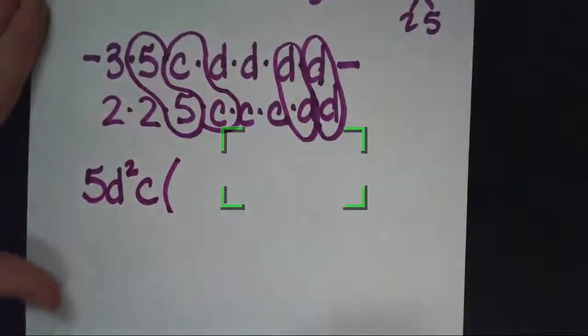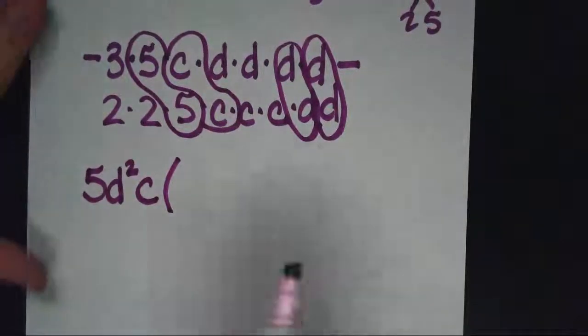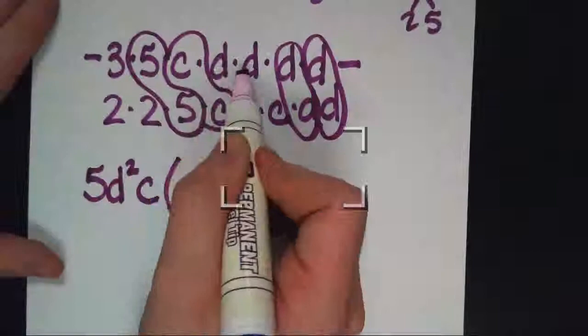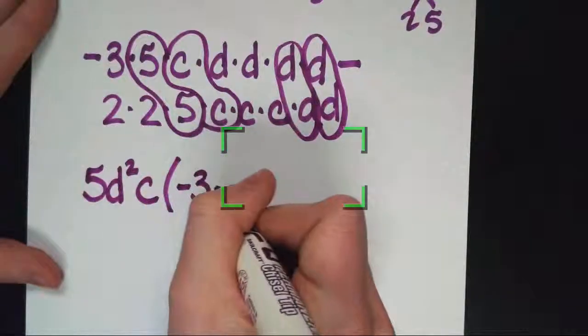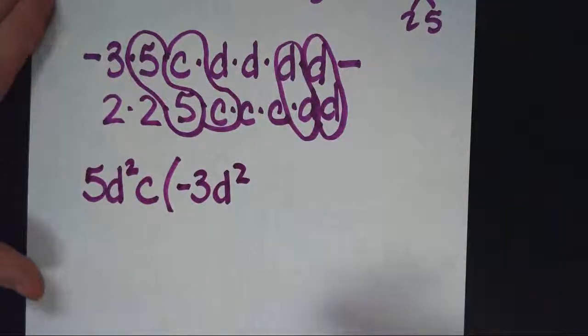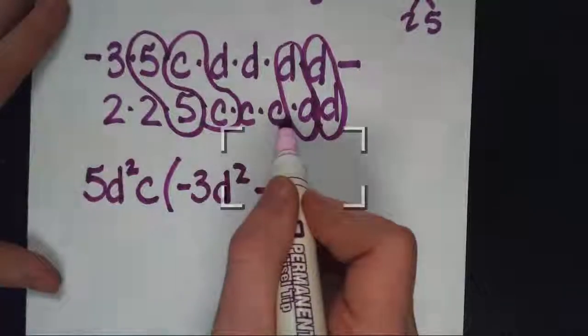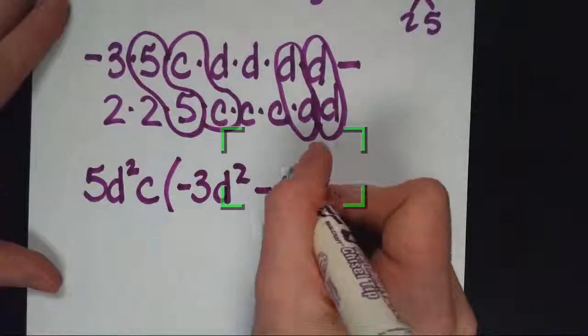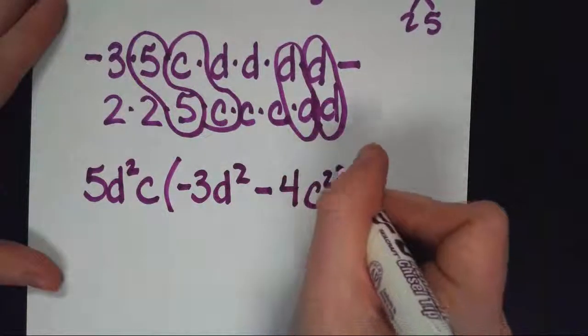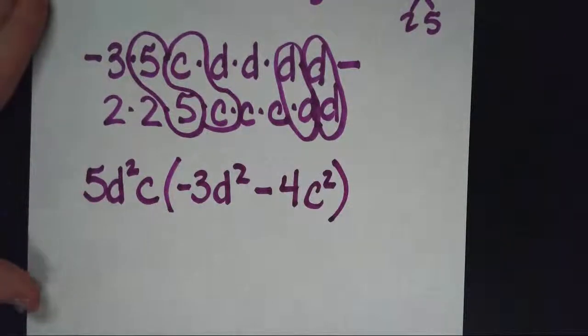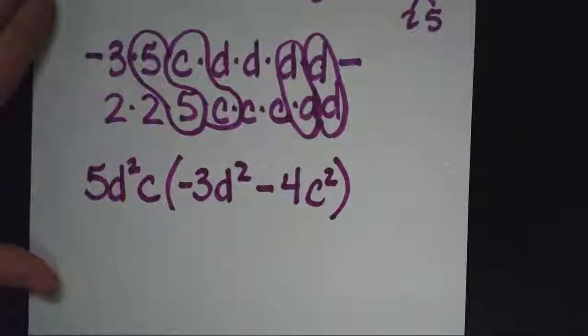Now what's left over is written inside the parentheses. So I've got -3 times d, which is a -3d squared. Then I've got minus 2 times c times c. Now 2 times 2 is 4, and c times c is c squared. And now I have factored this out completely.